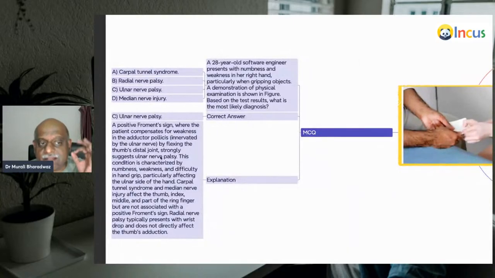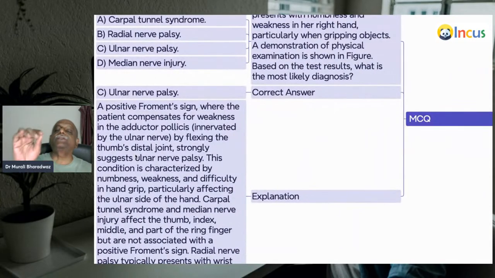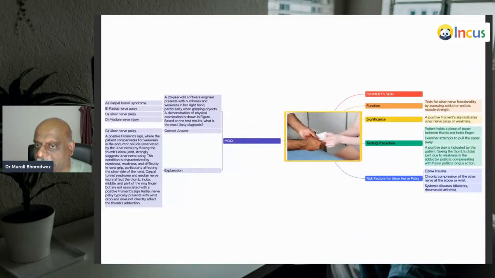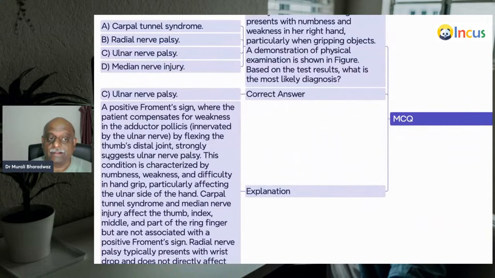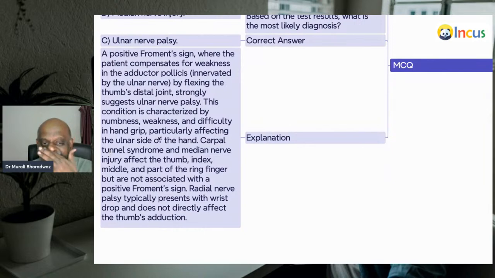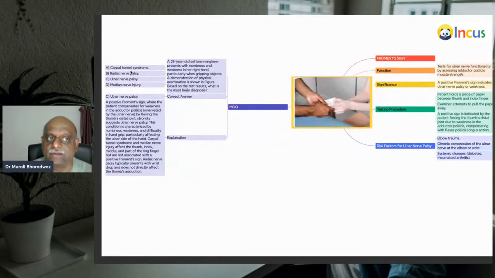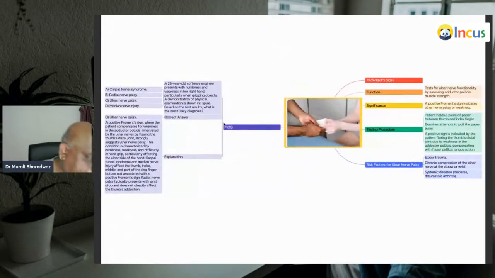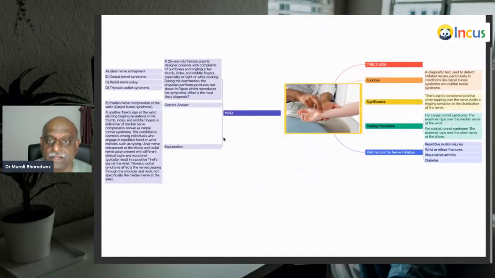Whenever there is a weakness of adductor pollicis, which is innervated by the ulnar nerve, whenever you are trying to pull out the paper in the Froment test between the thumb and the index finger, the thumb's distal joint gets flexed, which is typically the Froment sign positivity, which is the feature of ulnar nerve palsy, is what you have to remember.